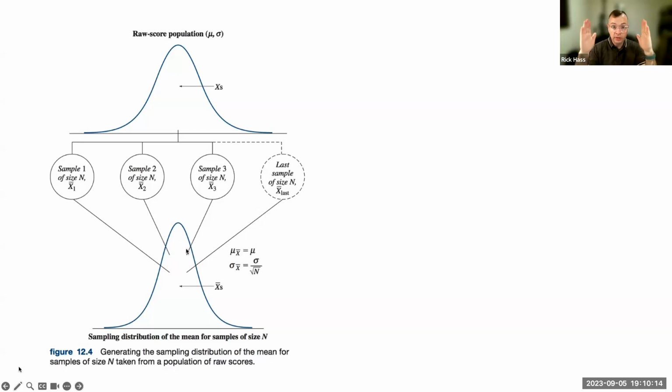If you notice, it's a little skinnier. You see that? The reason is, the two curves are centered at the same point. So the mean of this distribution is the same as the mean of the raw score population distribution. That's that first thing. But the variances are different. This variance is going to be smaller, and I'll show you why.